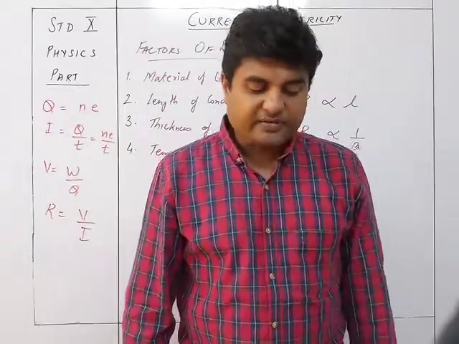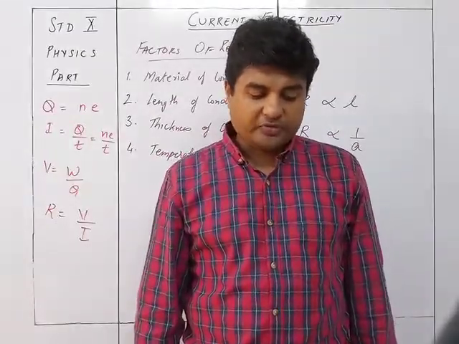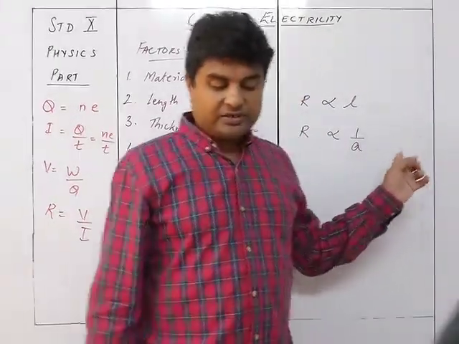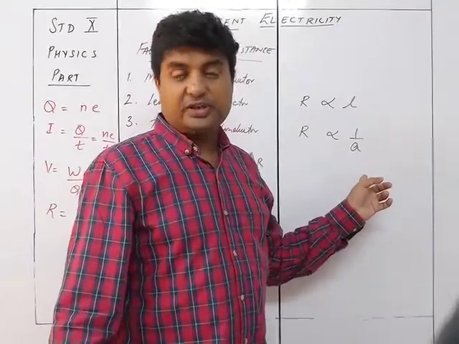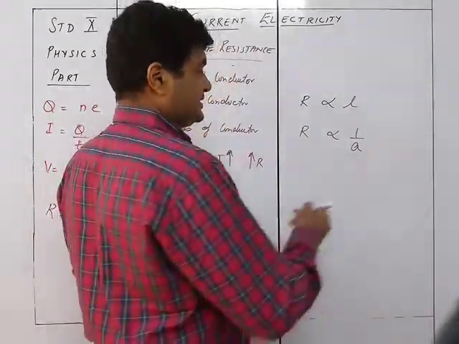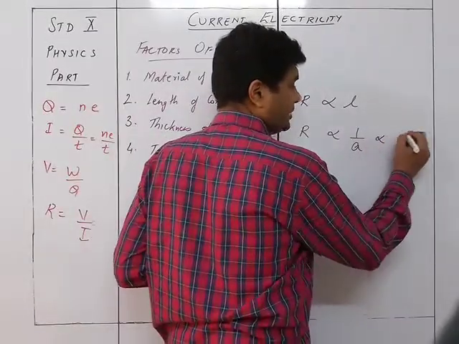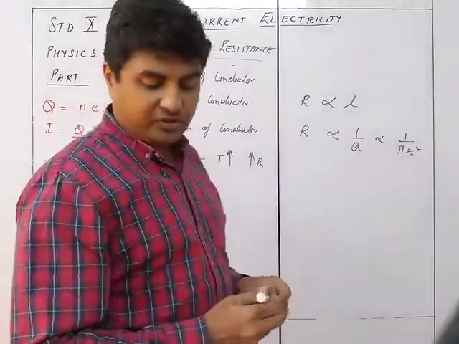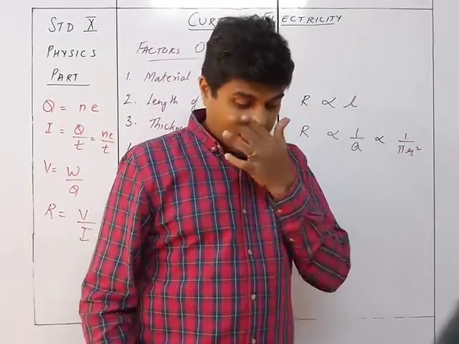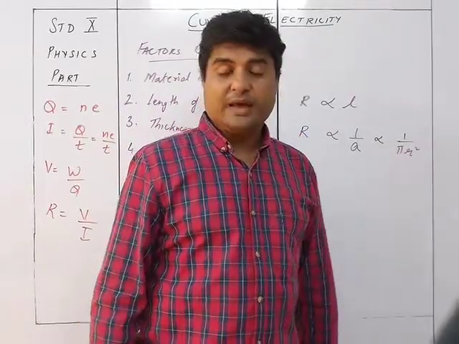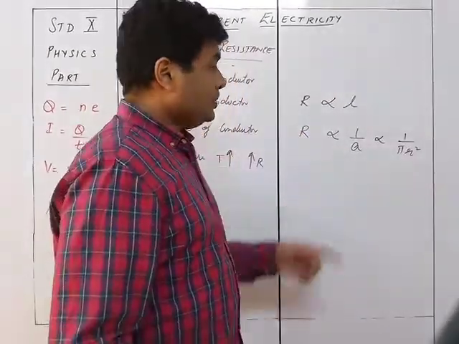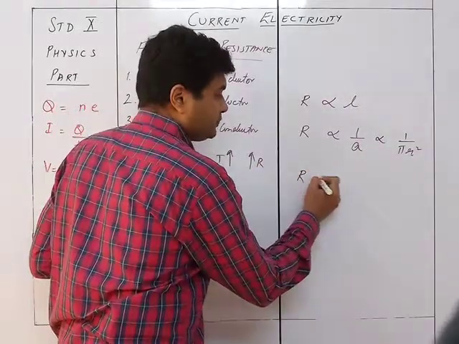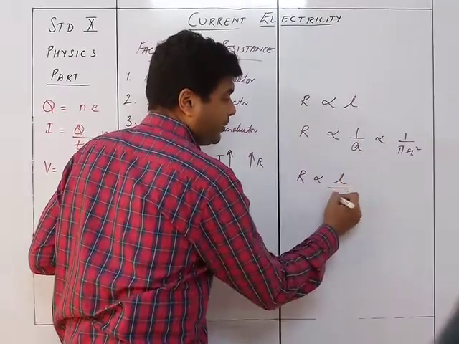Now we talk about specific resistance. Experimentally it is observed that the resistance of the wire is directly proportional to the length, and the resistance of the wire is inversely proportional to the cross section area. We know that this is nothing but proportional to 1 upon pi r square, because that is the area of cross section. So if we combine these two, R is proportional to L upon A.